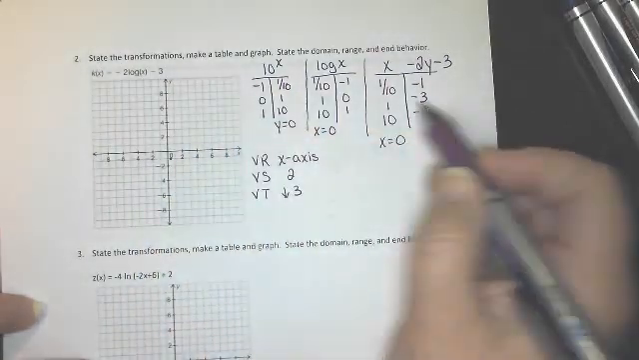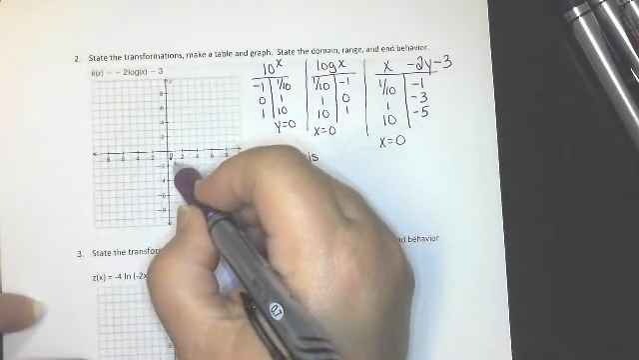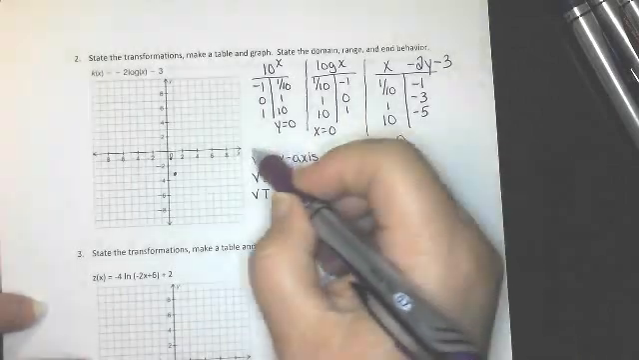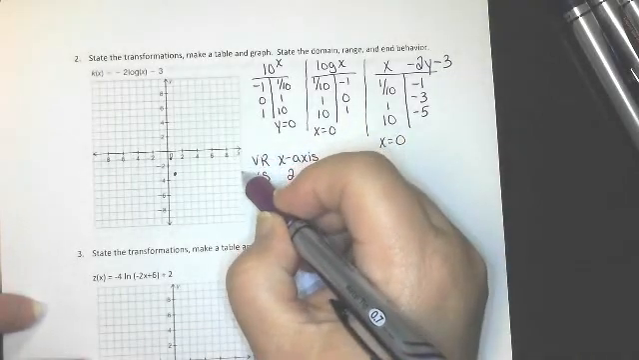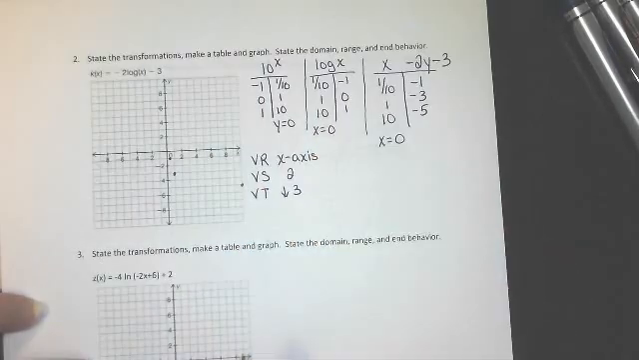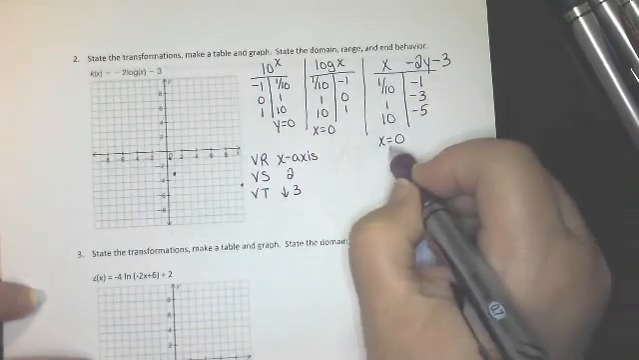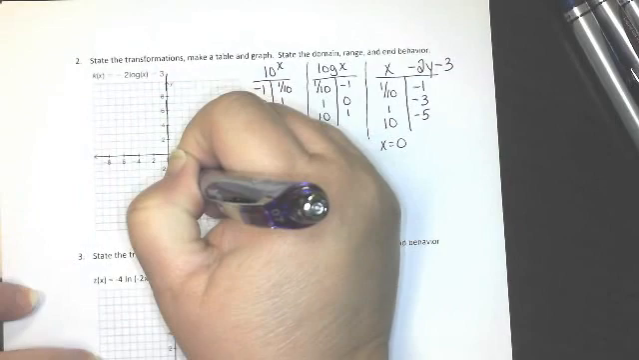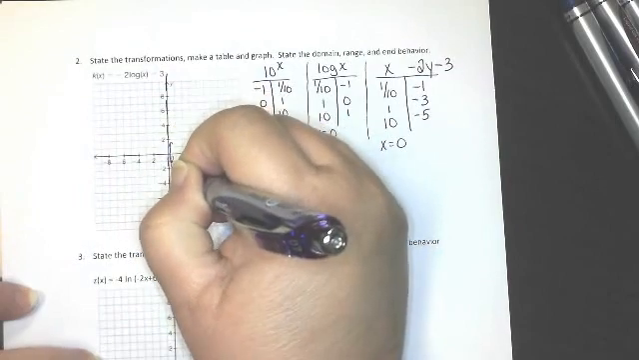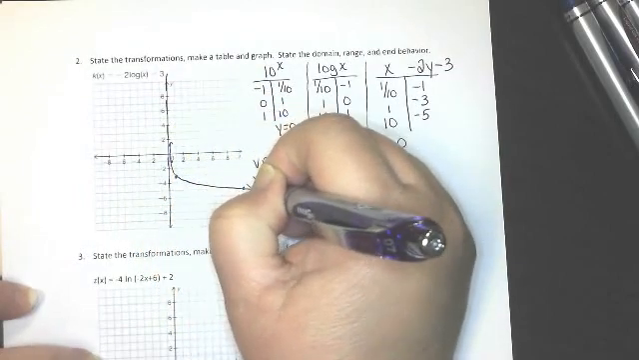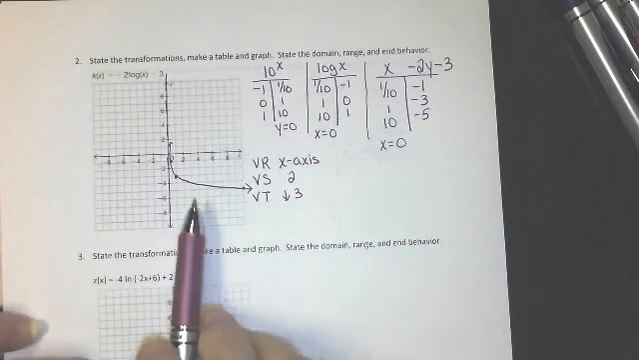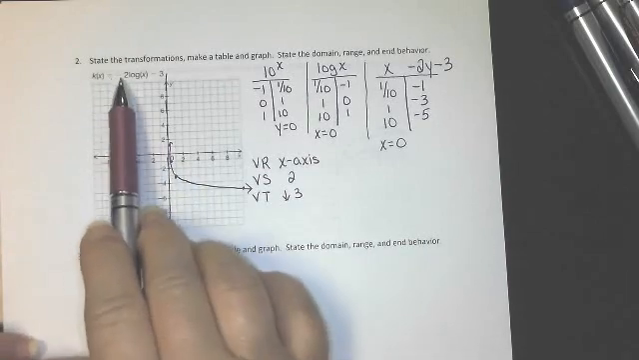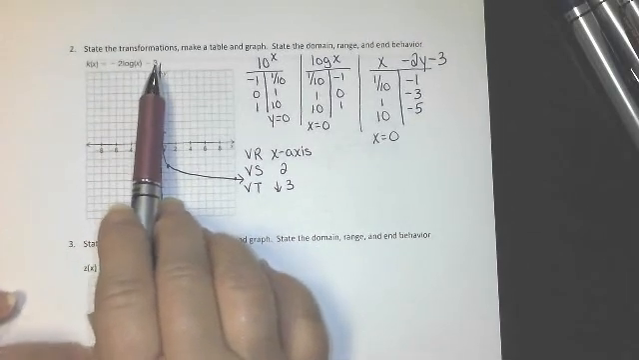1/10, -1, 1, -3, and 10, -5. And remember my vertical asymptote was x equals 0, so I'm approaching but not actually touching x equals 0. And there's the graph of -2 log x minus 3.